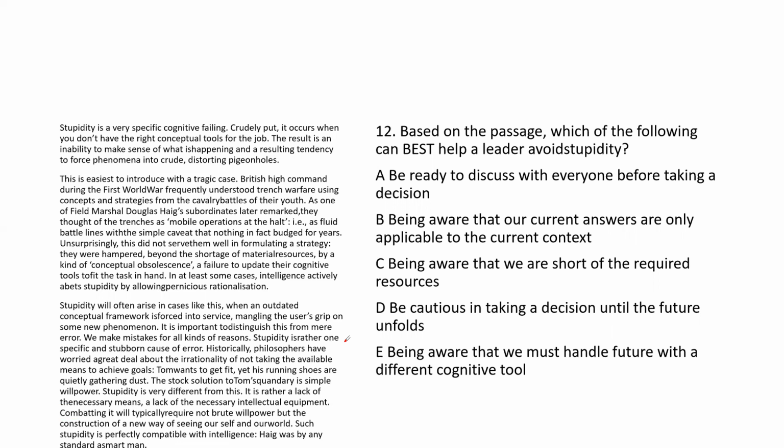So let's look at the options. Being ready to discuss with everyone before taking a decision. Author has not discussed it, so this is out of context. Option B, being aware that our current answers are only applicable to the current context. That matches with the context given to us, so we can hold it. Option C, being aware we are short of required resources. Resources again not discussed, out of context. Option D, be cautious in taking a decision until the future unfolds. Future again not discussed here. And option E again deals with the future, which is again out of context. So the best answer is option B.